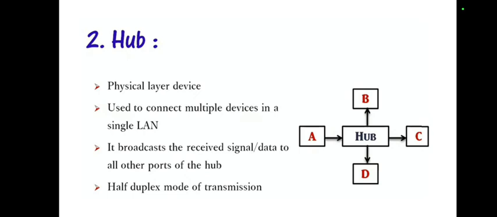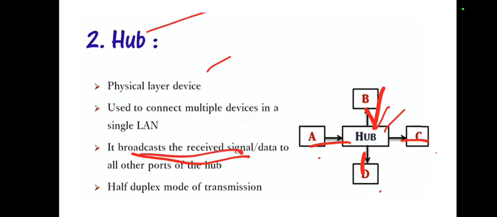A hub is also a physical layer device, and many ports will be available. It is used to connect multiple devices, and it broadcasts the signals. That's the job of the hub. If it receives any data from B, it broadcasts to all: A, D and C. So here half duplex mode of transmission is happening. The job of the hub is to broadcast the signal.